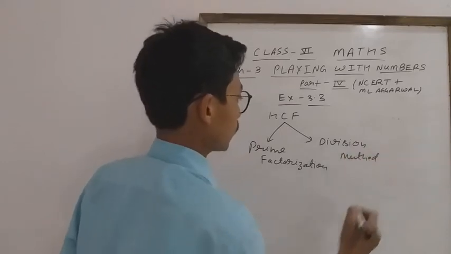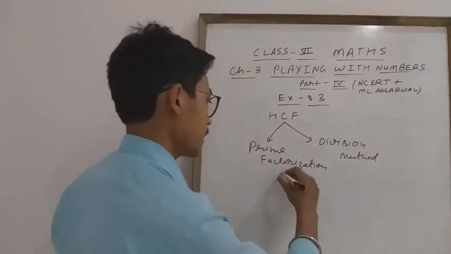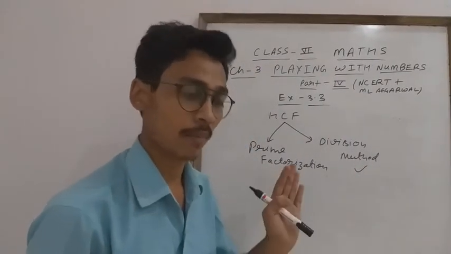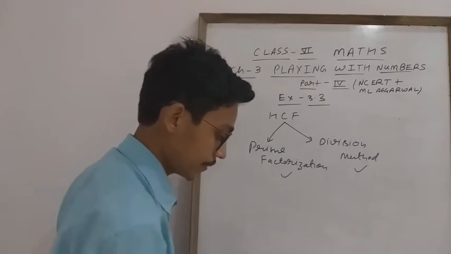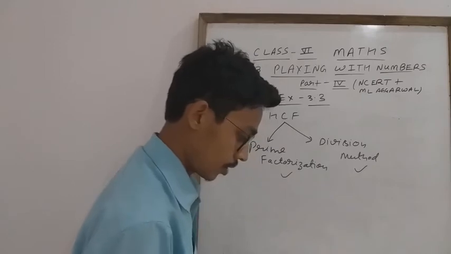So why am I writing? If it is given in the question to use prime factorization, you will use this method. If the division method is given, you use that method. If nothing is given, you can apply any method. Similarly for LCM. Now see, all questions are very easy.